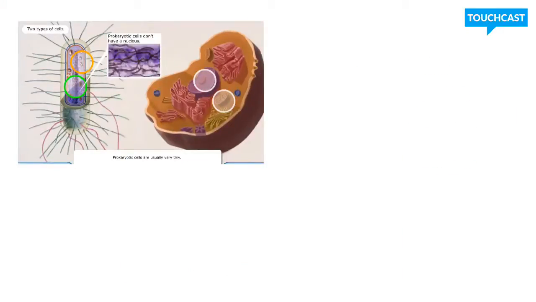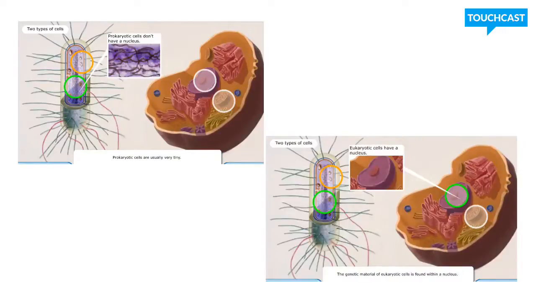Here's some more pictures. A prokaryotic cell doesn't have a nucleus. The genetic material flows freely, and usually these cells are very tiny. Here's another picture. Over here, we have a eukaryotic cell, which has a nucleus. In the nucleus is where they have the genetic material, which helps control the cell, tell the cell what to do. What is the cell's job?